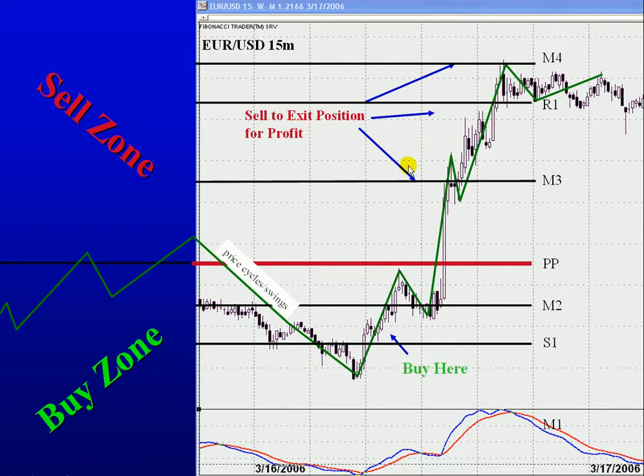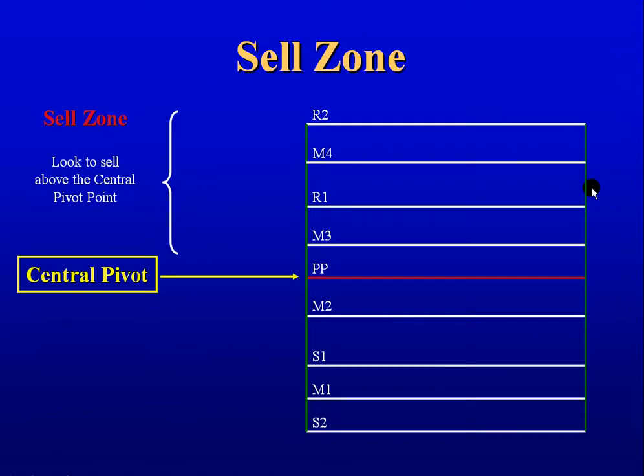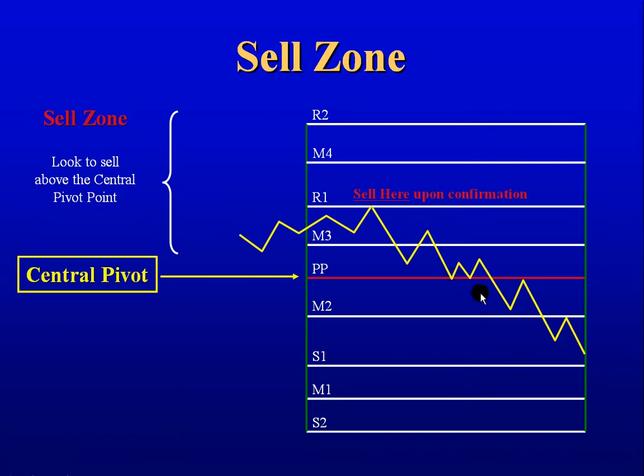I've simply noted some of the points where we want to take profit, since the market can and will and may turn at any one of these technical points as it chooses. Price enters into the new day in the sell zone. We sell here on confirmation, looking for price to move to at least the central pivot or even lower.